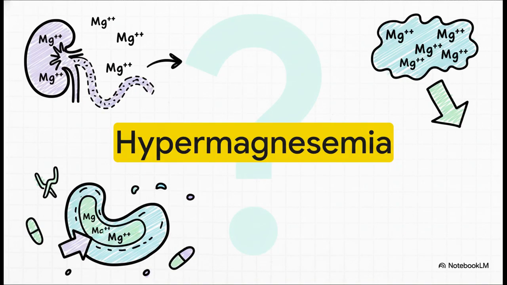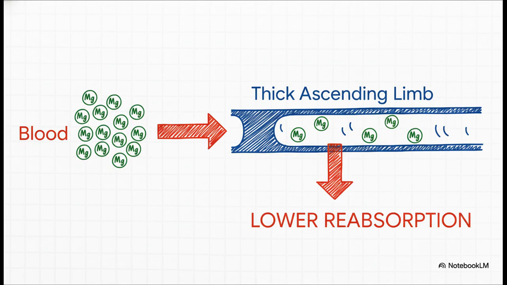Okay, this is it, the final question of the challenge. Let's think about a clinical state, hypermagnesemia. You've got way too much magnesium in the blood. How does the kidney itself respond to this? Does it try to reabsorb more magnesium or less magnesium to fix the problem? If you said lower, you are absolutely right.